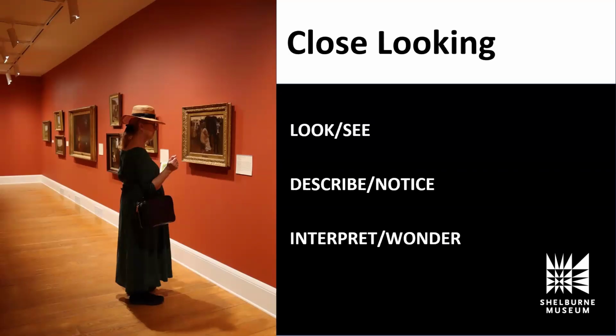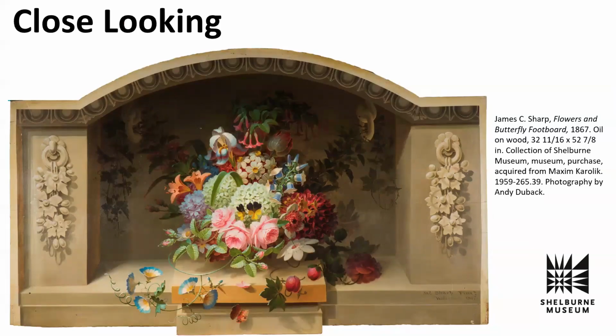So, our first piece is this piece by James C. Sharp. And this is Flowers and Butterfly Footboard. So, what I want is I want folks to just take a moment and look at this and make some observations. What do you see? What do you notice about the florals in this piece? Great, let's see. What can you see? And feel free to write in the Q&A what you've seen.